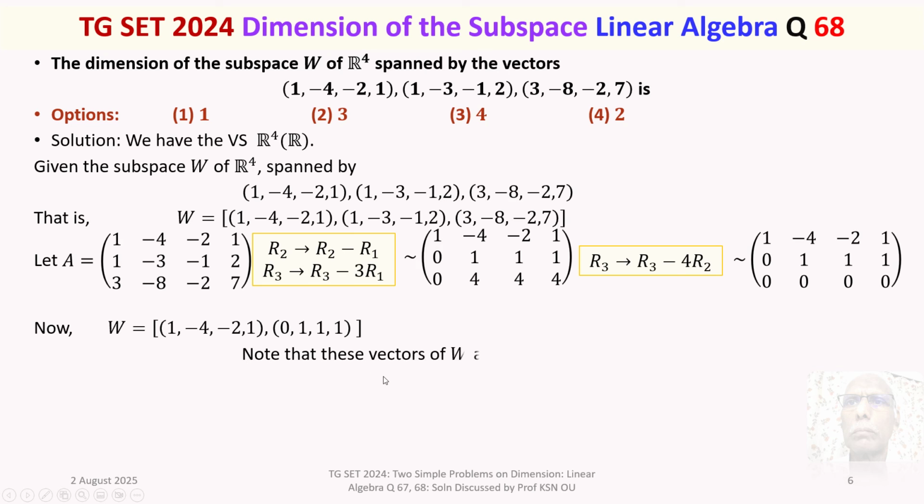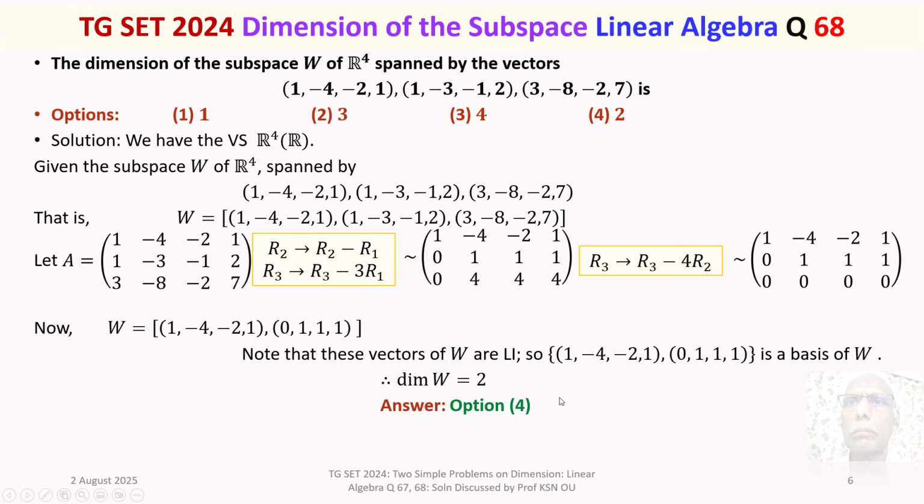So note that these vectors in W are linearly independent. So the set consisting of these 2 vectors is a basis of W. Therefore, the dimension of W is the number of elements present in this basis, that is 2. So the dimension of the subspace W generated by these 3 vectors is 2. The answer appears against option 4. The answer to this question is option 4.